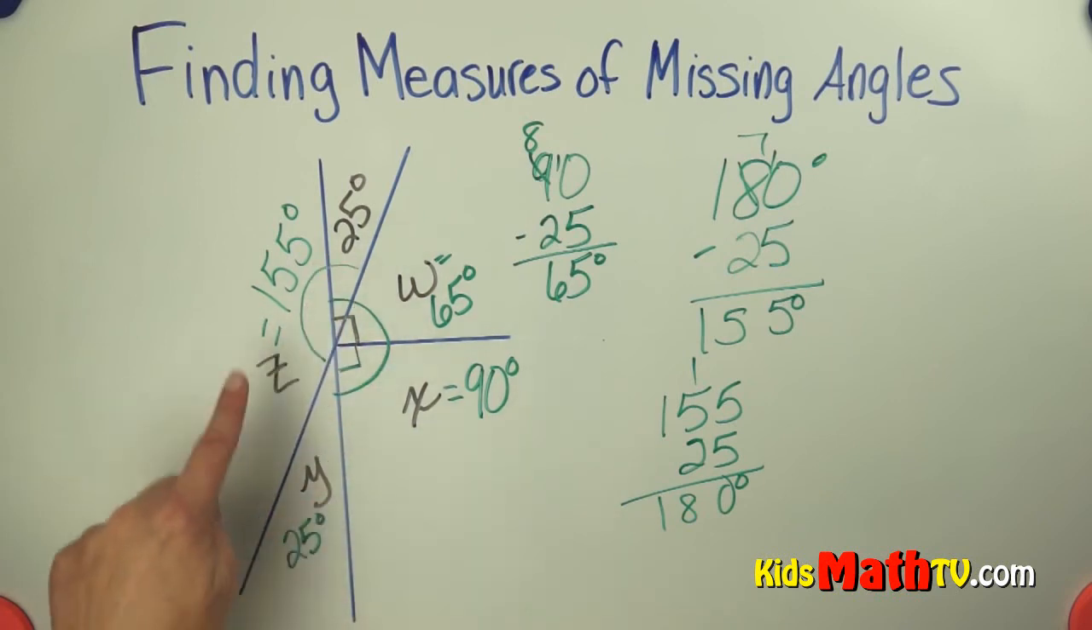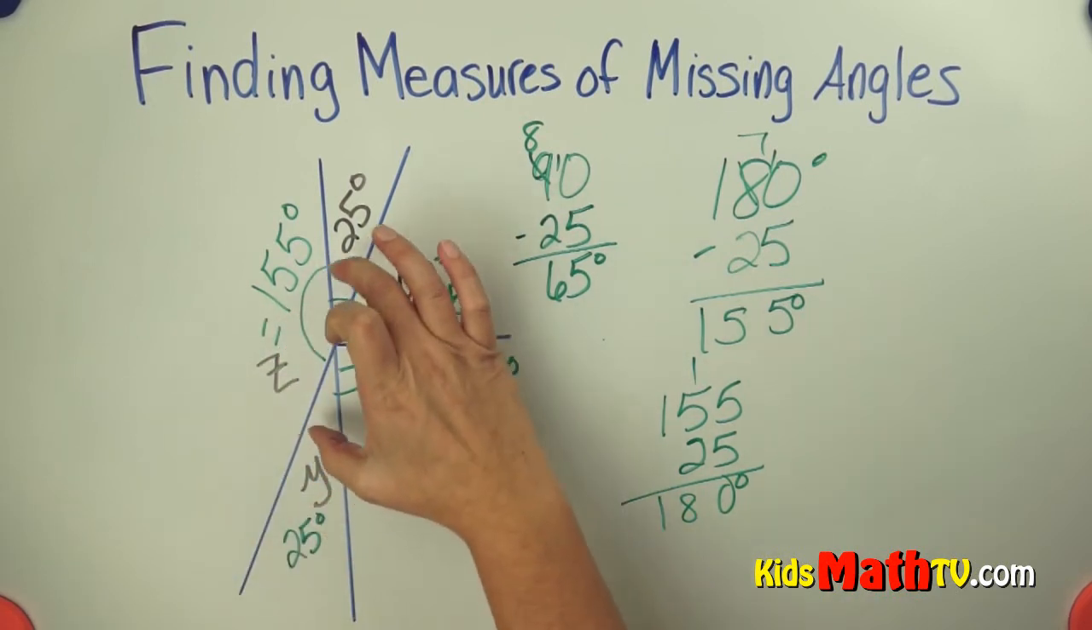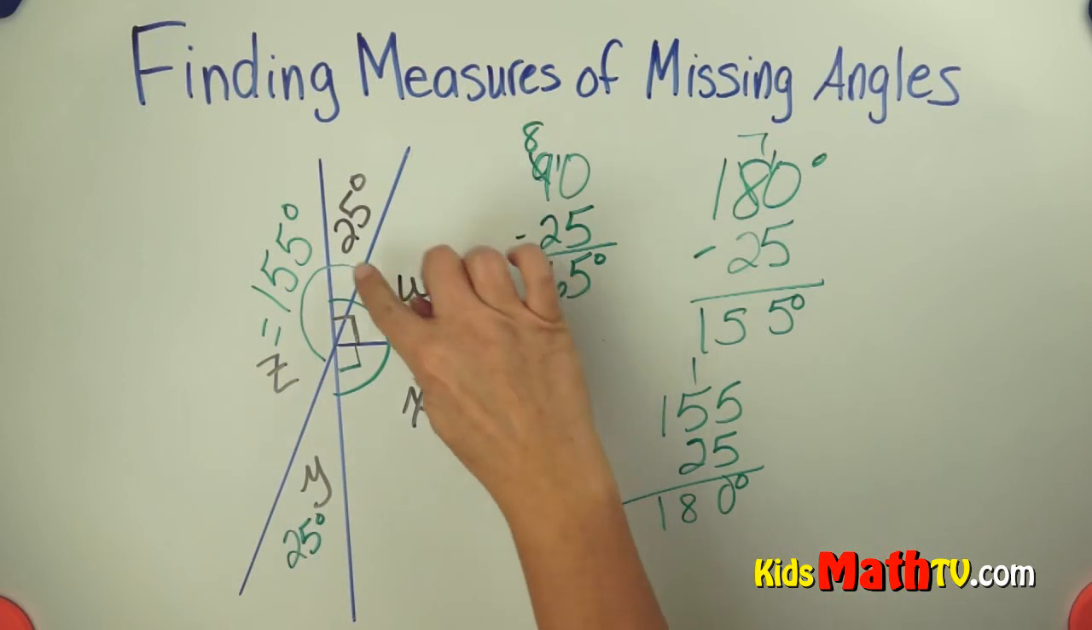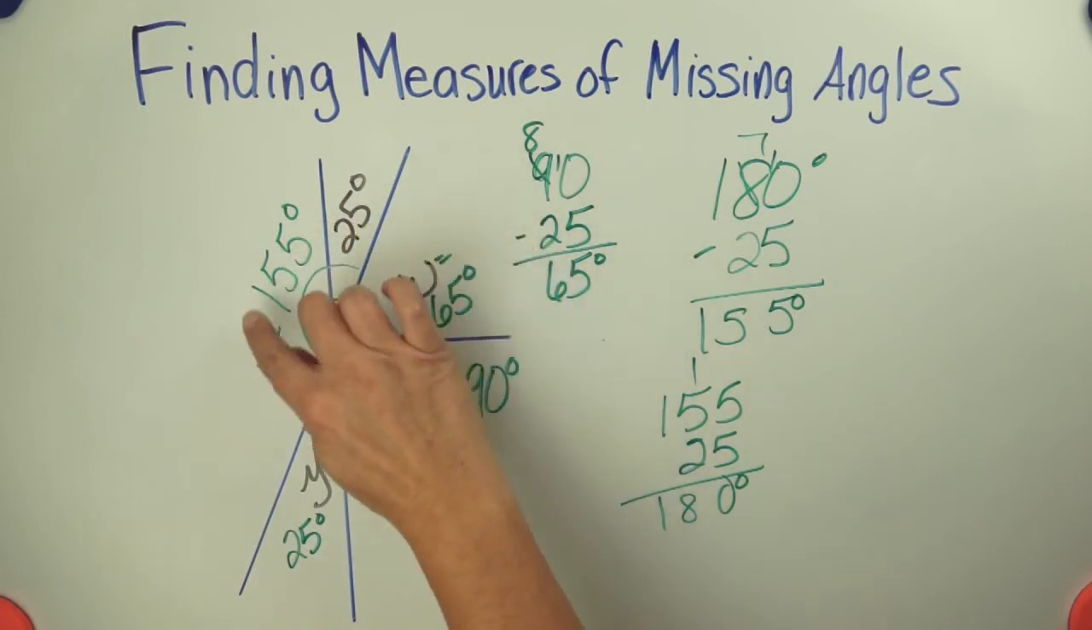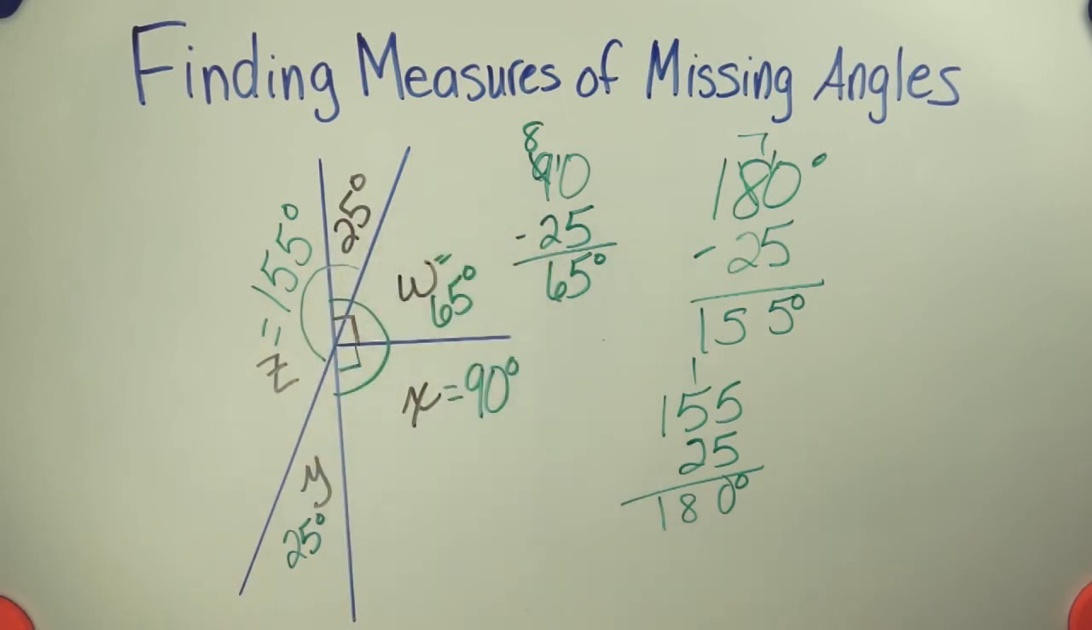So you can use vertical angles to help you find missing angles. You can use complementary angles to help you find missing angles, and you can use supplementary angles to help you find the measures of missing angles. And that's the end of our lesson on finding measures of missing angles.